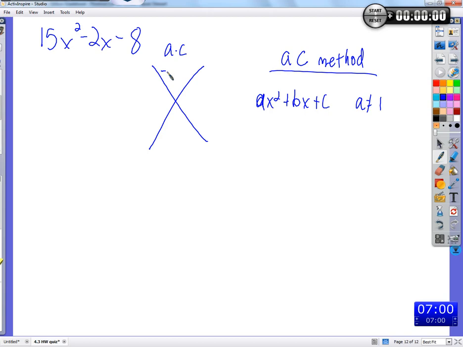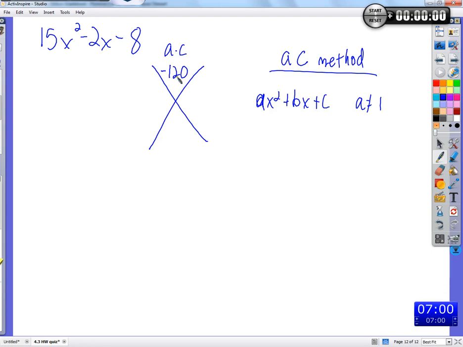What is a times c? I need a calculator for that. 15 times negative 8 is... Oh, my calculator's not on. 15 times negative 8 is negative 120. Negative 120. All right, so that's what goes up there.